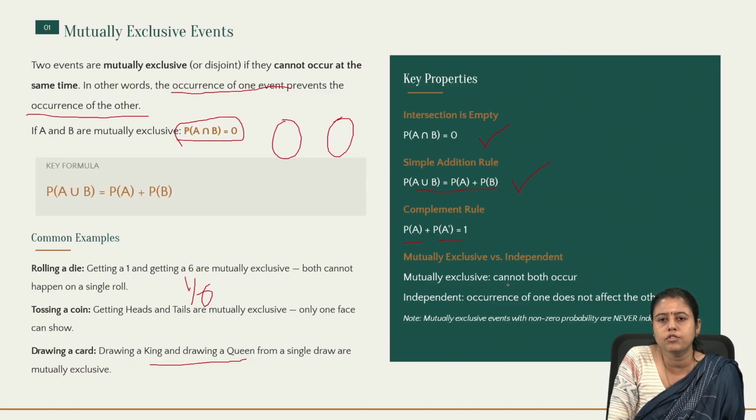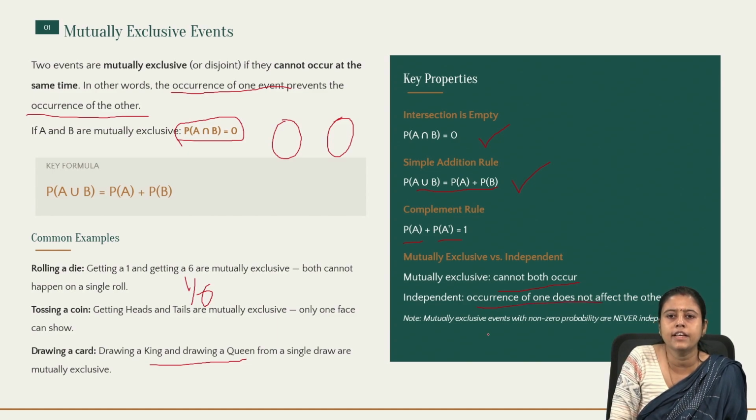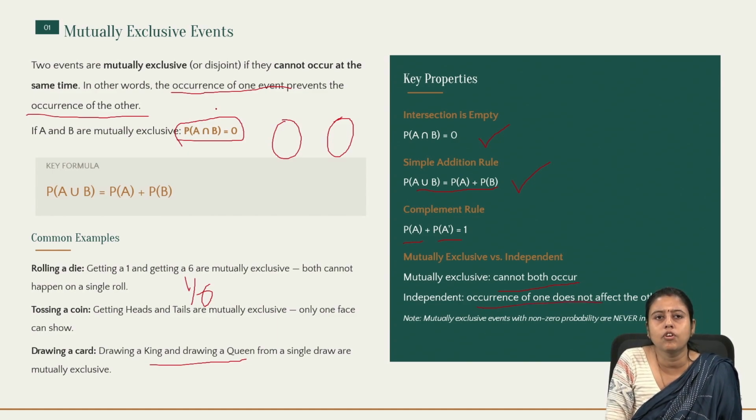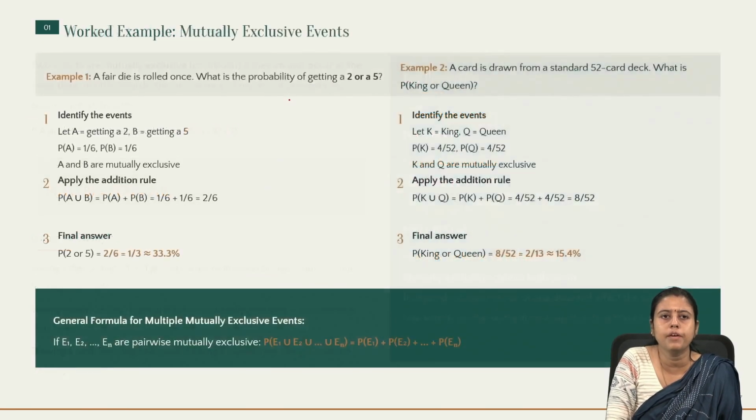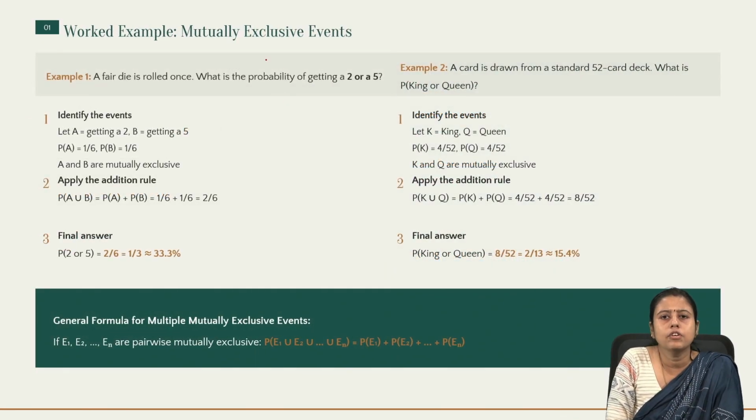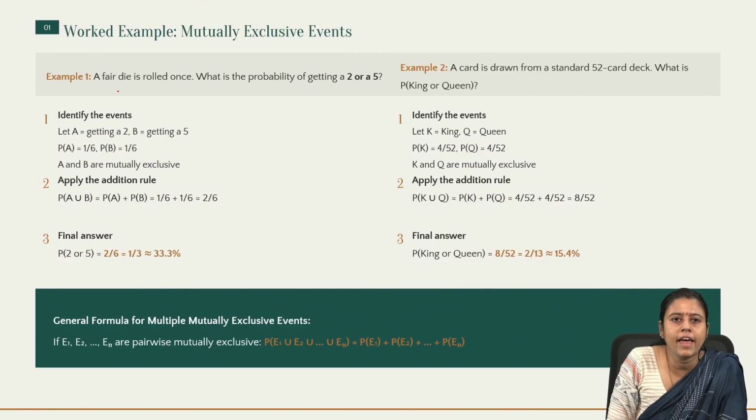So mutually exclusive means it cannot both occur, and independent means the occurrence doesn't depend on one another. So this is called mutually exclusive events. Let's take one example. Example 1: A fair die is rolled once. What is the probability of getting a 2 or a 5?